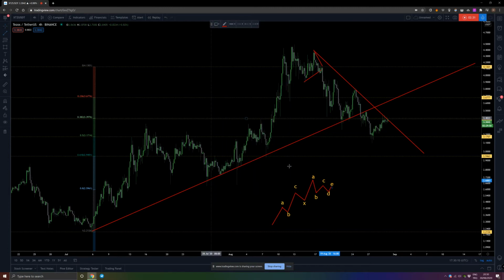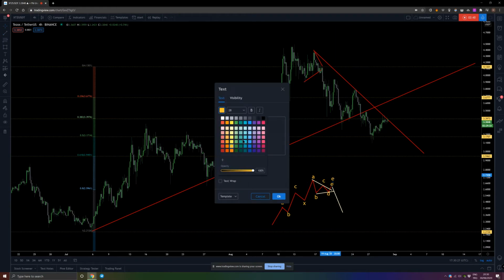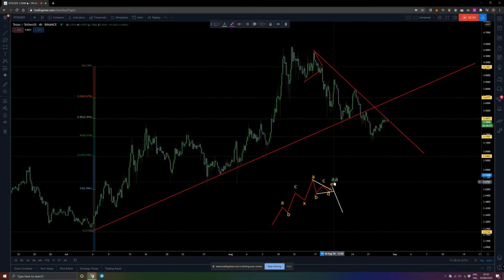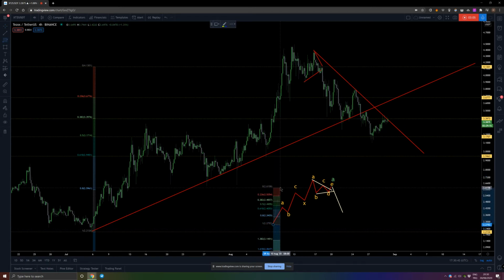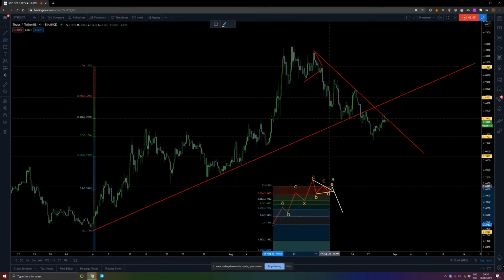Now, if you want to make this triangle, let's change the color. So this is the triangle, and the move after this should finish a move of a bigger degree, such as, let's say wave A as an example, just one. So in order for you to use the fib level, you should draw the fib from the start of the move, not to the high, but to where the wave is finishing. This is something similar.